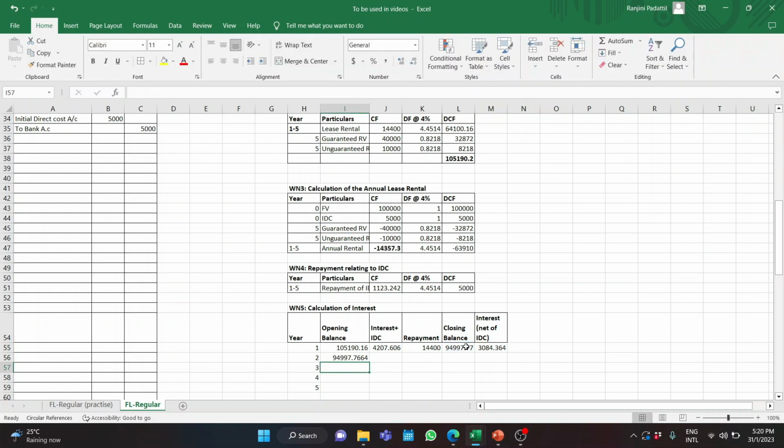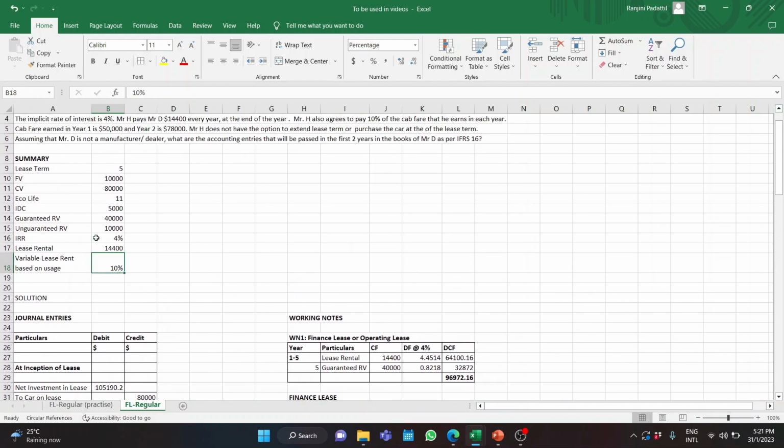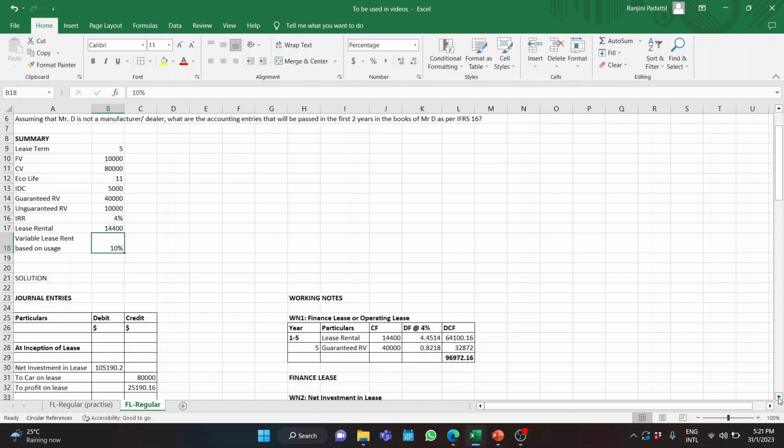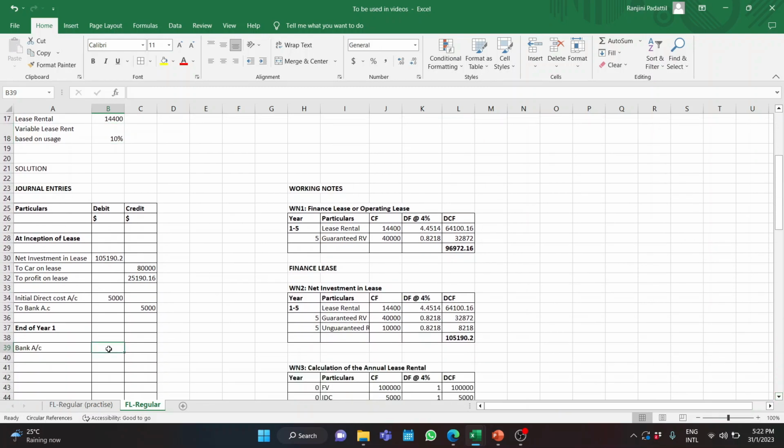The closing balance becomes the opening balance. As you can see, the closing balance is the total residual value. End of year 1, we receive a lease repayment equal to the annual rental of 14,400 plus, if you remember, 10% of the cab fare of year 1. All this cab fare portion is considered as variable lease rental based on usage and not based on an index. Therefore, it will not be taken into consideration in any of our entries passed at the time of inception. We do record the payment received and it will be put in as other income.